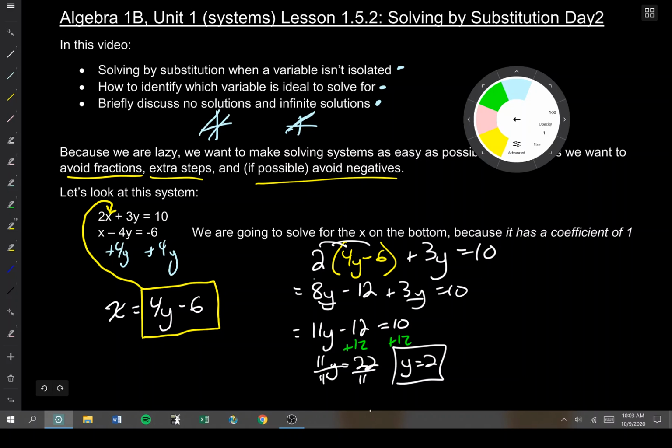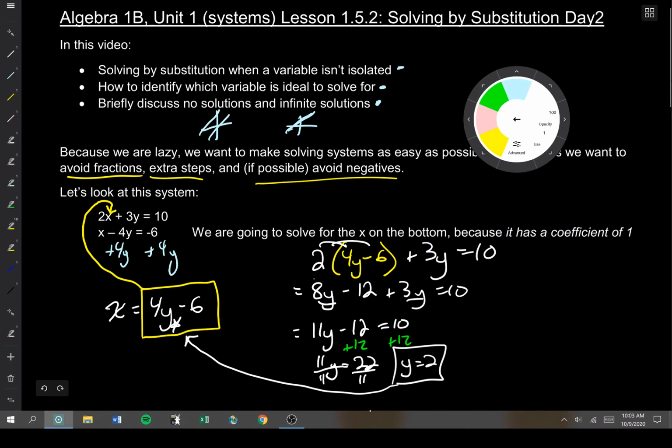Since I know that y equals 2, I'm going to plug it into this equation here, the one that I have in this box. This will involve the fewest number of steps. I could plug it into this y right here, or this y right here. But I want to pick the one that already has the x by itself, the one that already has x isolated. So I'm going to take y equals 2 and plug it in here.